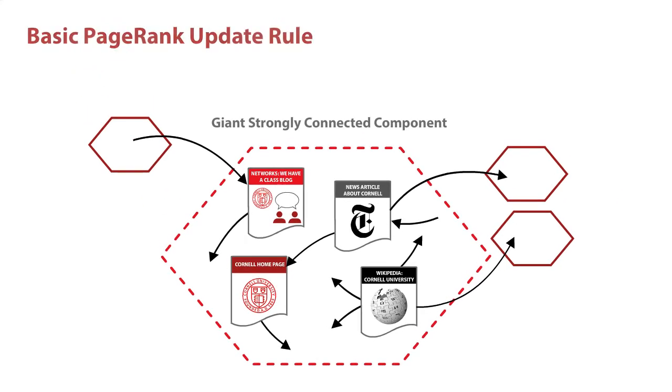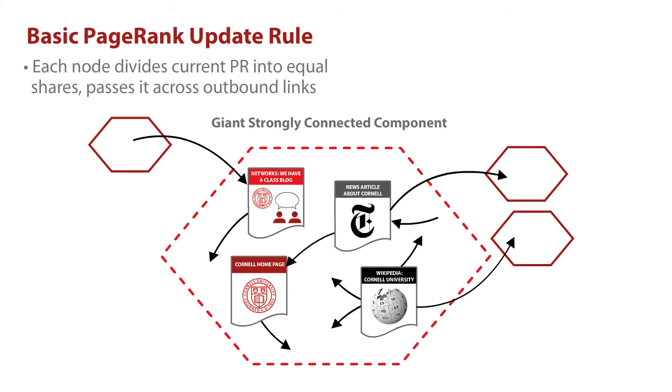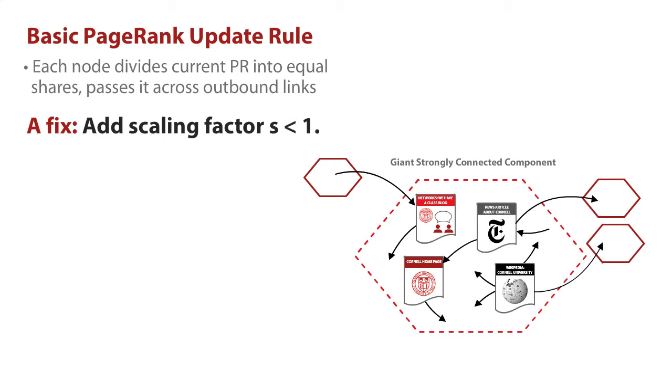So we're going to take the basic PageRank update rule. Each node divides its current PageRank into equal shares, passing it across outbound links, and we're going to modify it just ever so slightly. We're going to modify it by adding a scaling factor, this number that we'll call S, a number less than 1. And this effectively is going to be some kind of evaporation parameter, some kind of constant controlling evaporation. And here's how it's going to work.